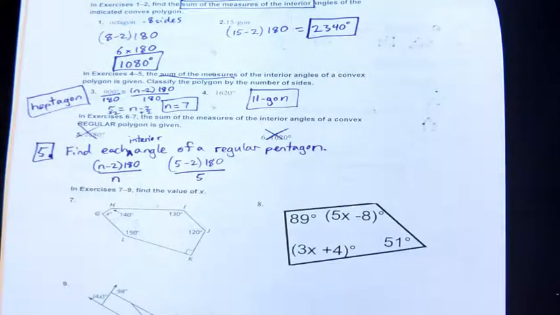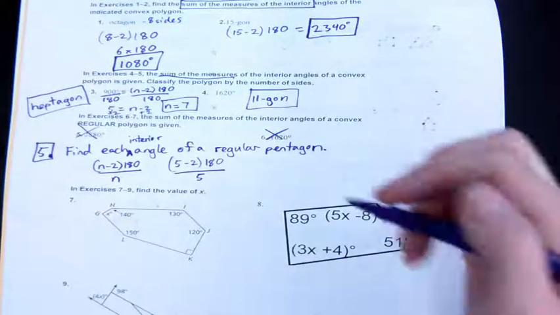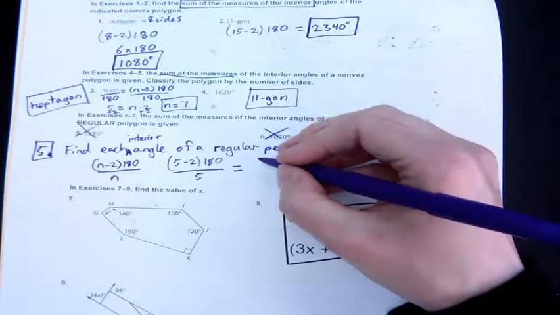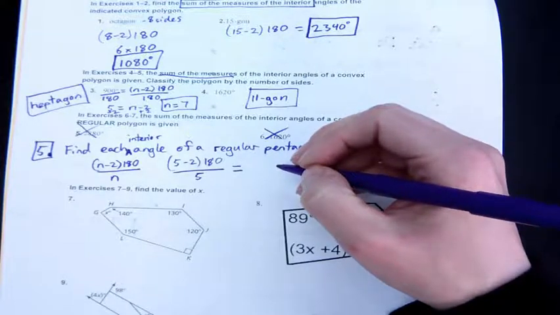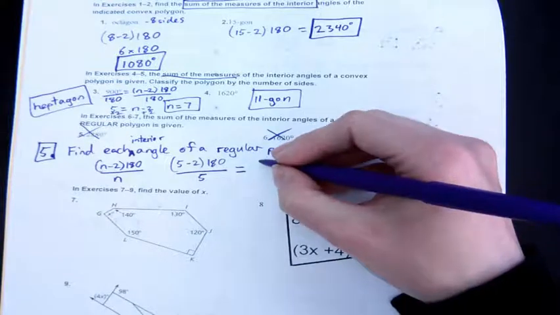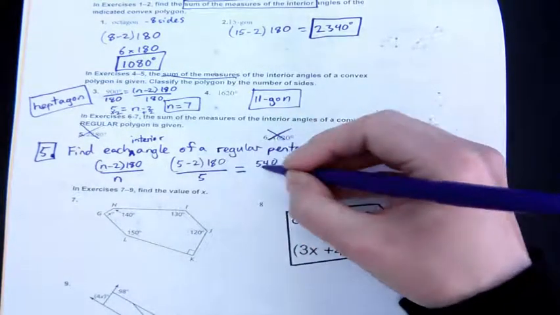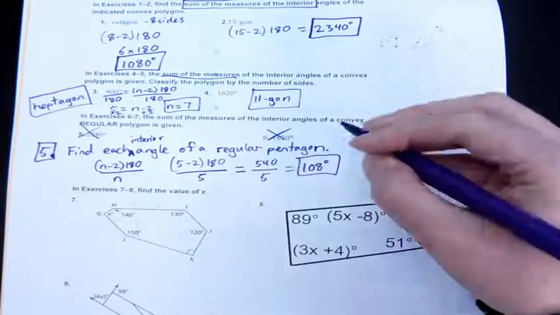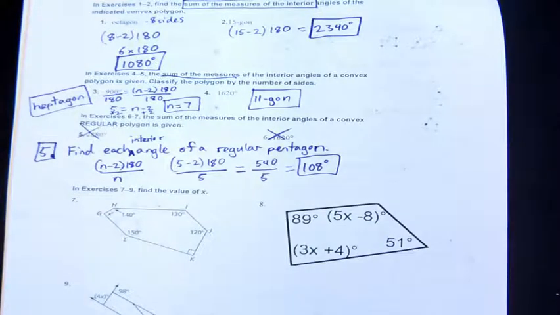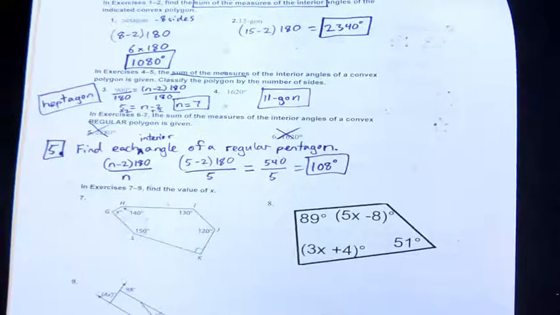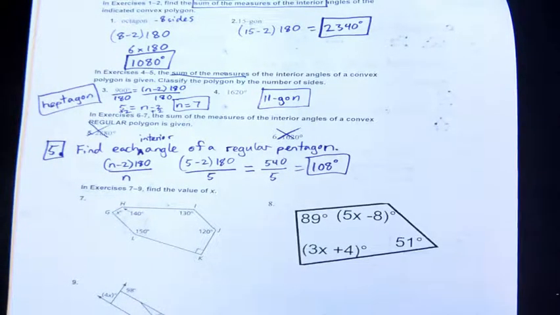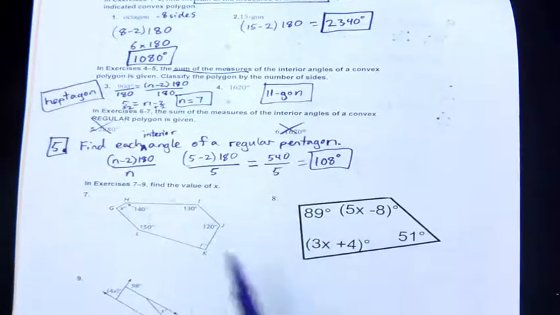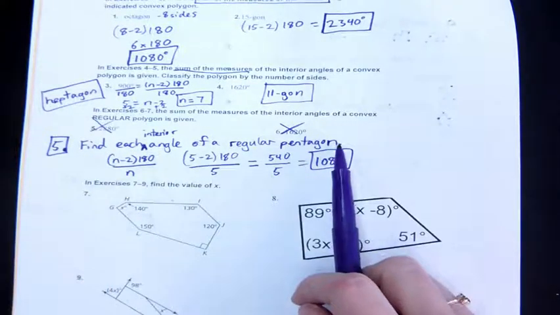You can plug that whole thing into your calculator just that way. You can do part of the steps in your head. What'd you get? 120? I have 108. So 540 is when we do 3 times 180, divided by 5 equals 108. So we wrote a new problem in because they were printed wrong. They didn't give full directions. So finding each interior angle of a regular pentagon, and this is the answer.